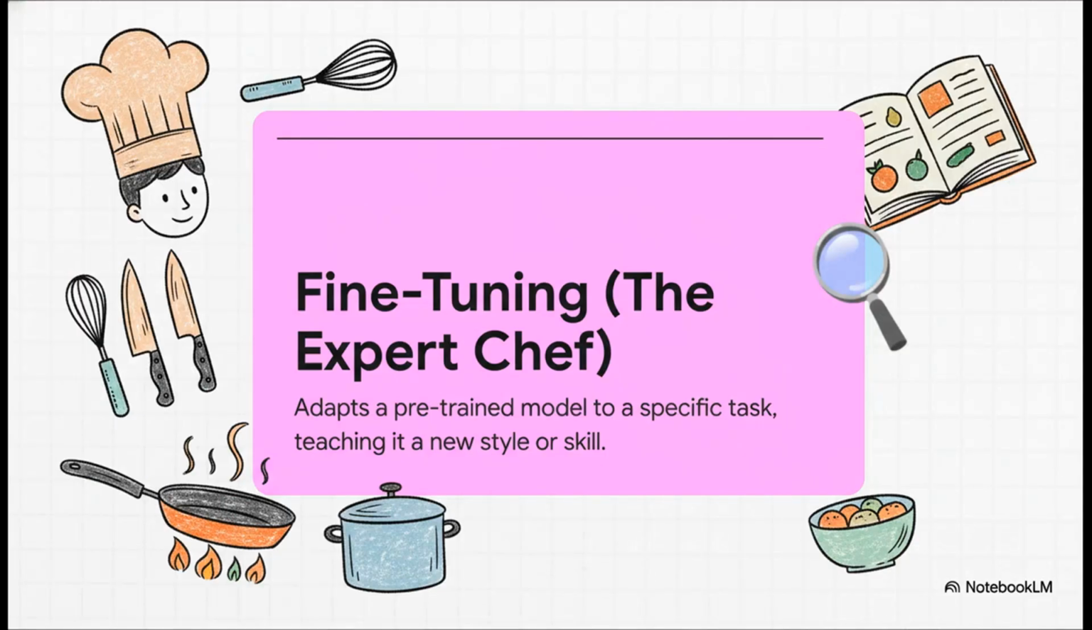And in the other corner, we have fine-tuning. This is our expert chef. Now, the chef already knows all the basics of cooking, right? That's the pre-trained model. Fine-tuning is like sending that chef to a specialty school to master a specific cuisine. It's not about giving them new facts, like the population of a city. It's about teaching them a new skill or a new style.